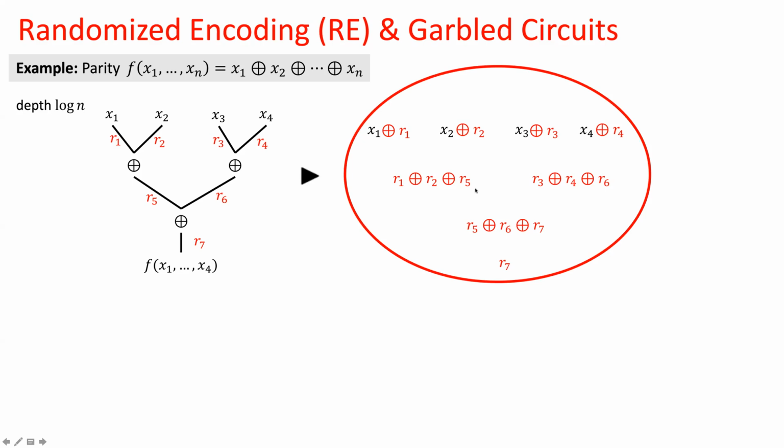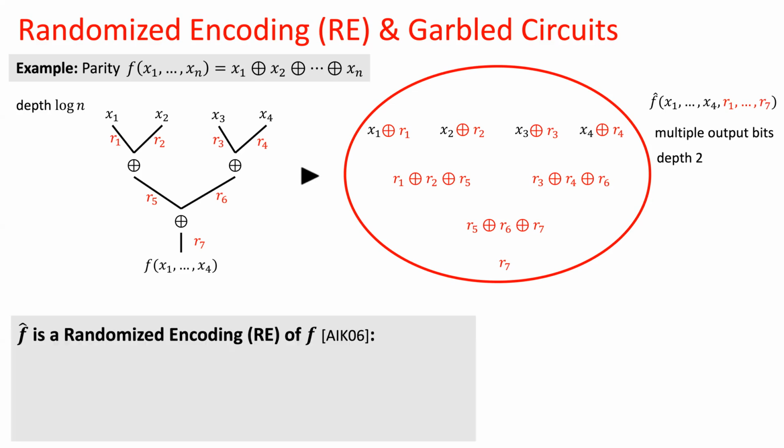So we get a function here that I'm going to call f hat, and this is a function of the inputs x1 up to x4 and the randomness values r1 up to r7. Now, this function has multiple output bits. It has 8 output bits, actually, as opposed to just 1 output bit of the original XOR function. However, if you look at the depth of this function, this depth is constant. It's actually depth 2. And I claim that f hat captures the essence of the original XOR function f. This is formalized by the notion of randomized encoding that was first formally introduced by Applebaum, Ishai, and Kushilevitz, but was implicit in the cryptographic literature even decades before.